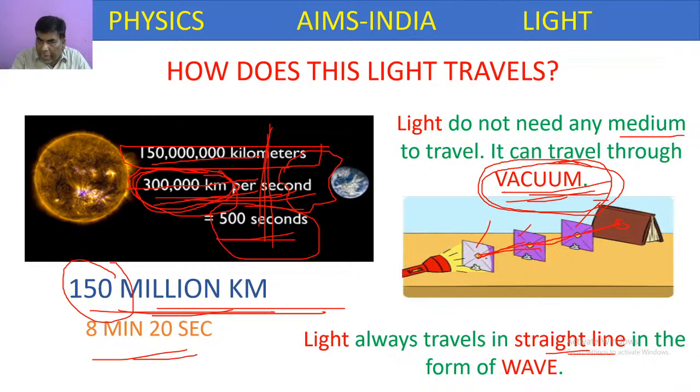But here we are saying that it travels in a straight line, yet it travels in the form of a wave, not in the form of a ray. Actually, it possesses dual nature, which you will learn in your higher classes. So far, what we have to keep in mind is that it travels in a straight line and in the form of a wave.